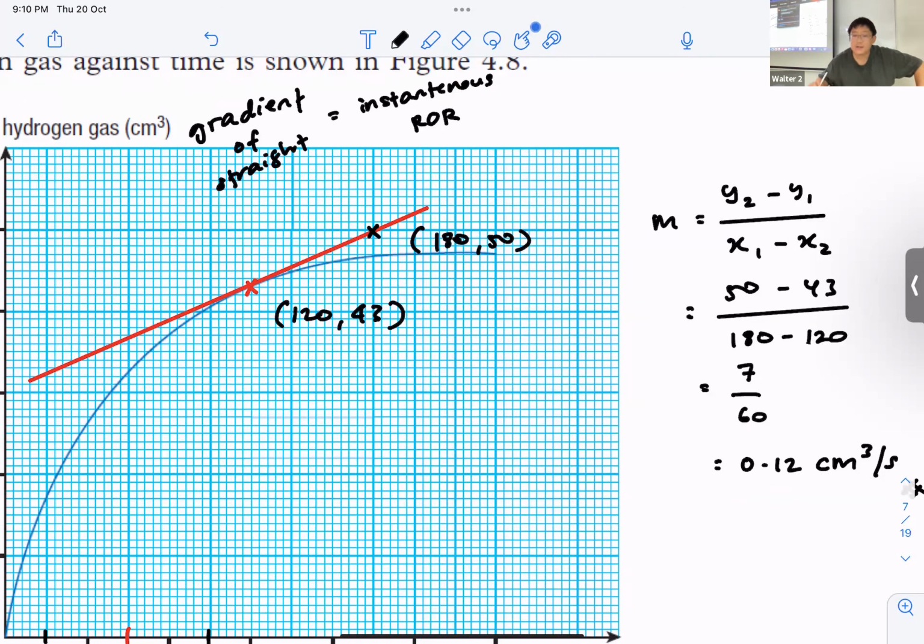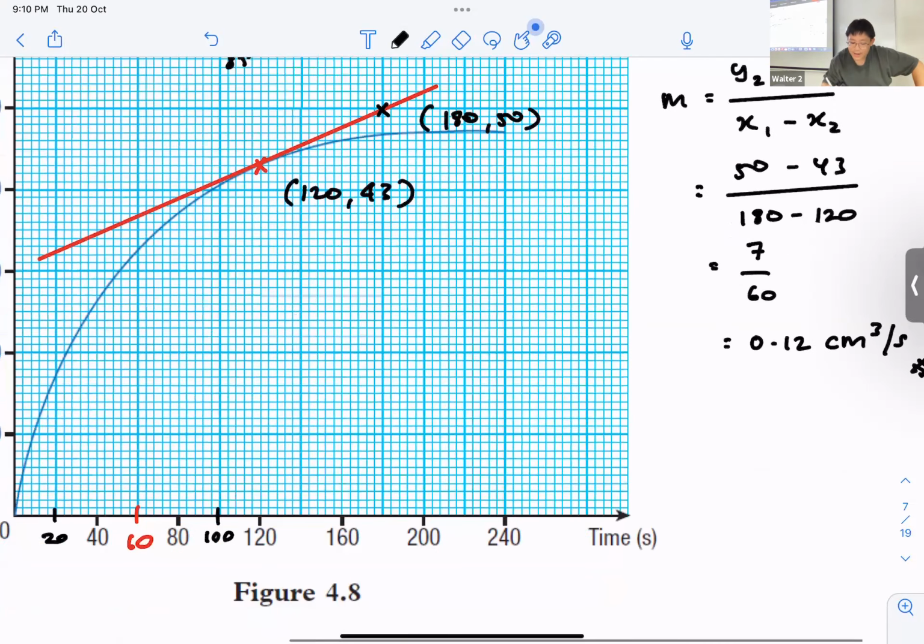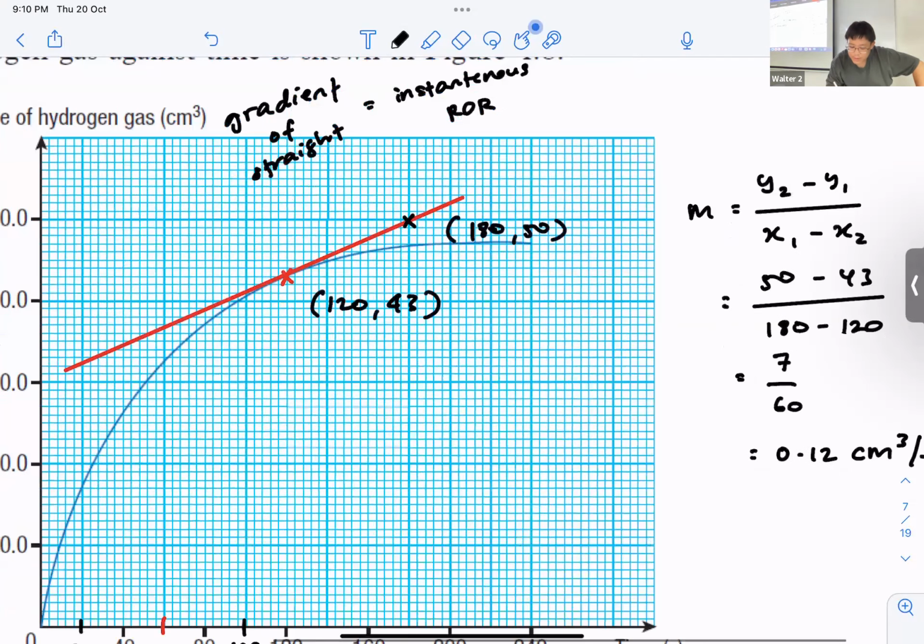Now, a common tip that I can give you is this. When you draw the line, like I said before, try to make sure that the angle between the curve and a straight line is about the same. If it's too much different, redraw the line. That's the tip I can give you.